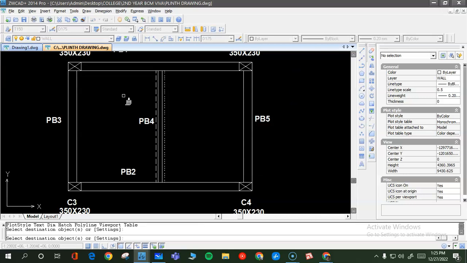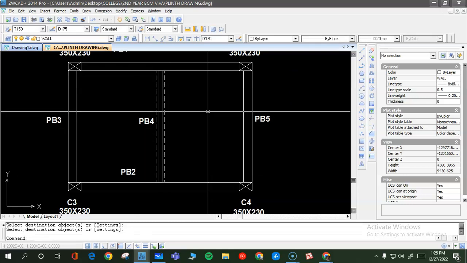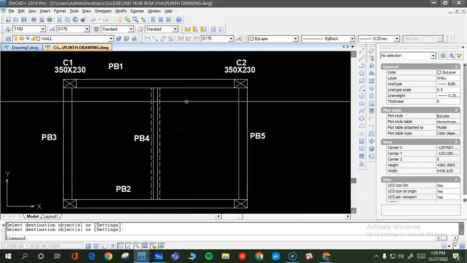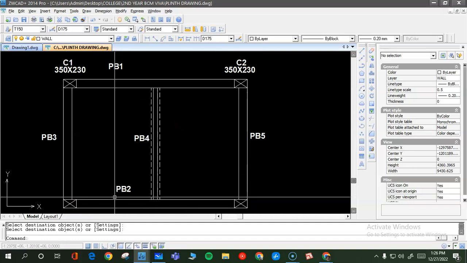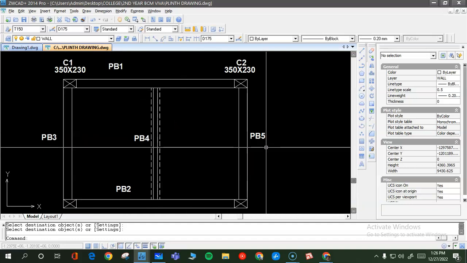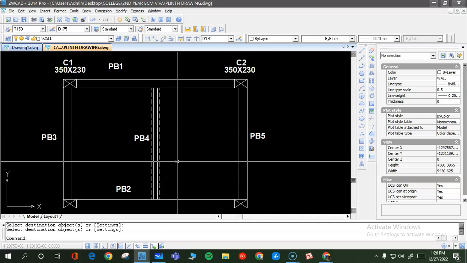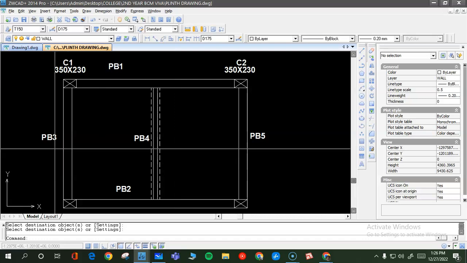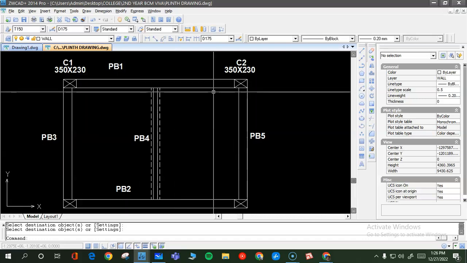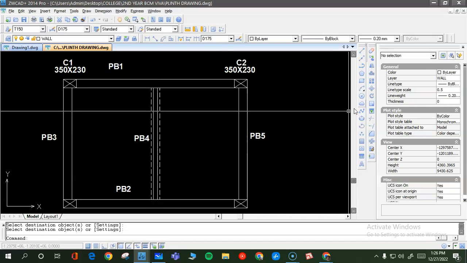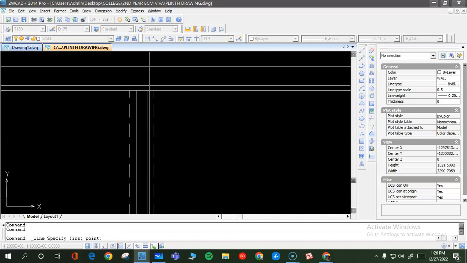So this PB4 which is there will be below this 110 thick brick wall. It will be called PB4. Now because the level of PB1, PB2, PB3, PB5 will be different from PB4, because PB4 will be at the level below the PCC and PB1 will be 150 above the ground level. So here at this point and this point you are going to require a stub column.